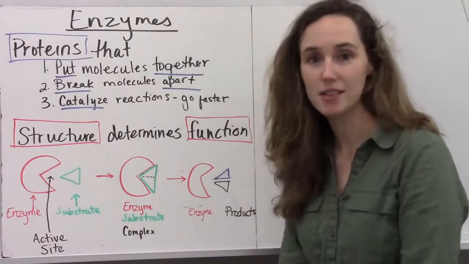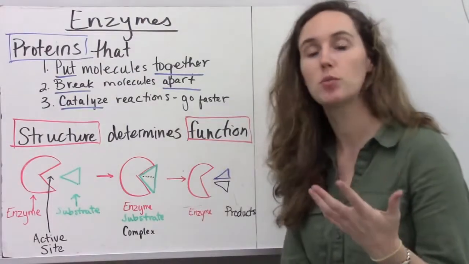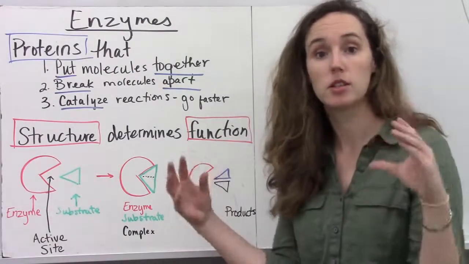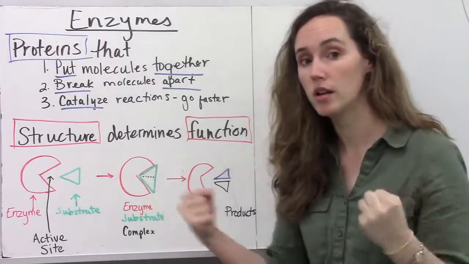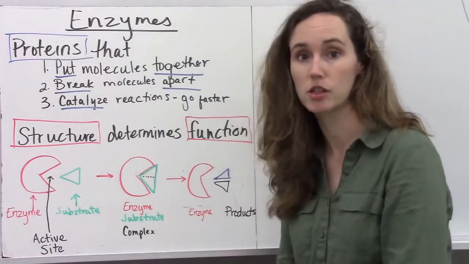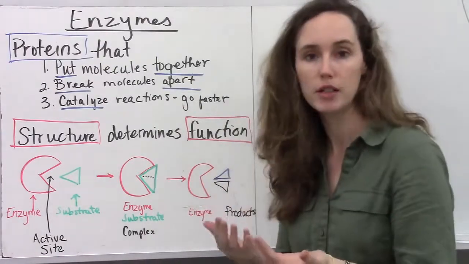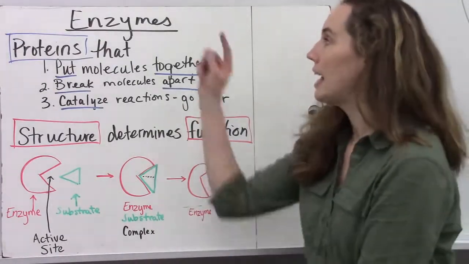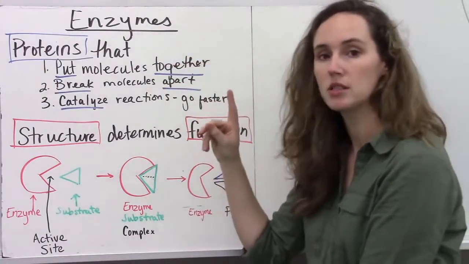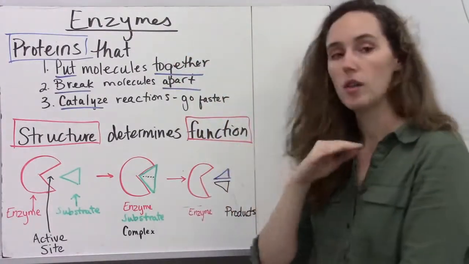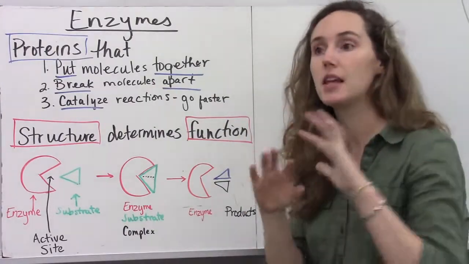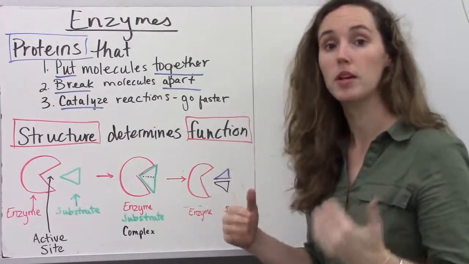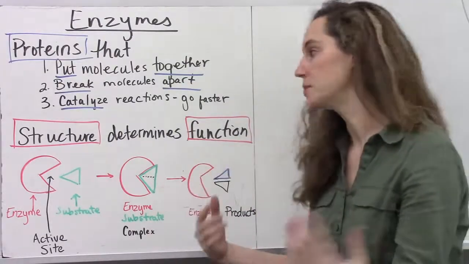This video is about enzymes. Enzymes are special proteins whose job it is to put molecules together. Maybe they break molecules apart, and sometimes they catalyze reactions, which just means they make them go faster. Enzymes, these special proteins, it's all about their structure. Their structure, their shape, is everything because it's what's going to determine what the enzyme can do.